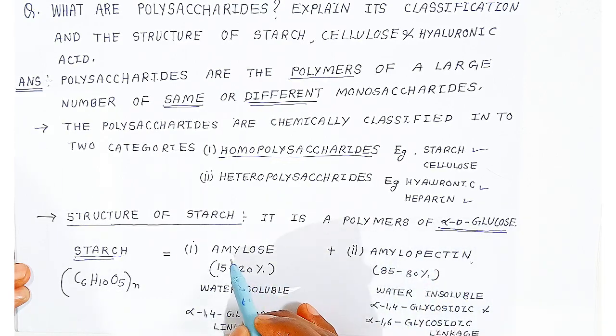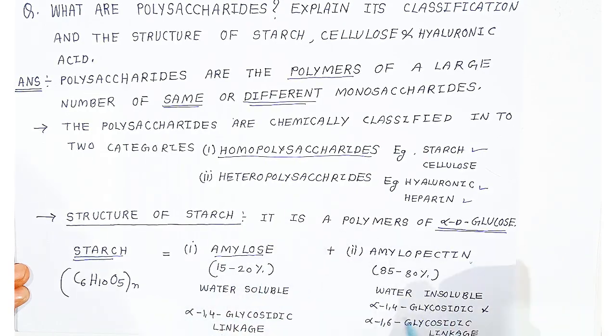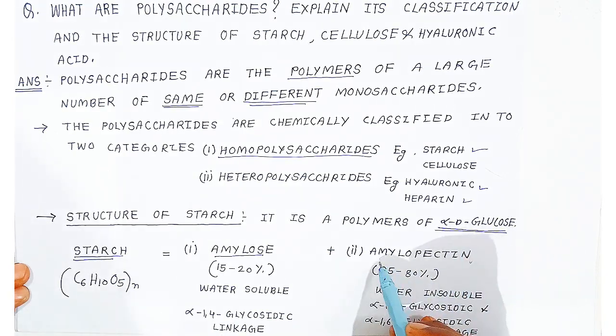When you see students, amylose is water soluble. And which type of glycosidic bonds are present students? Here alpha 1,4 glycosidic linkages are present in amylose. So students, when there is alpha 1,4 glycosidic linkage, that type of alpha D glucose we call amylose. When alpha 1,4 glycosidic as well as alpha 1,6 glycosidic linkages are present, that type of alpha D glucose we call amylopectin.